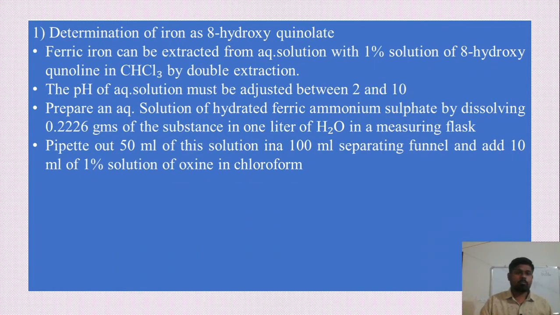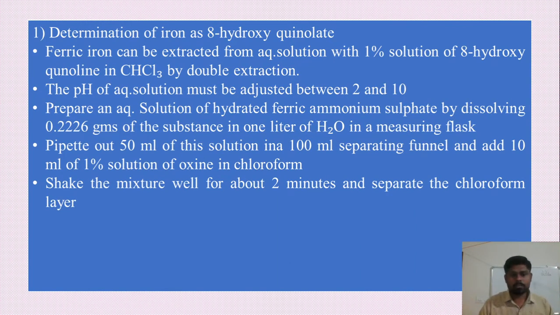Now from that stock solution, the next step is to pipette out 50 ml of that solution into a 100 ml separating funnel. Then add 10 ml of 1% solution of oxime in chloroform. That is the next step. You know how to prepare 1% solution of oxime in chloroform. Here when you prepare 1% solution of oxime, your solvent is not water, your solvent is chloroform. That means 1% solution of oxime is prepared in chloroform, not in water. So keep in mind that your solvent is chloroform.